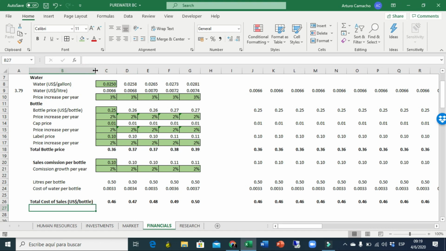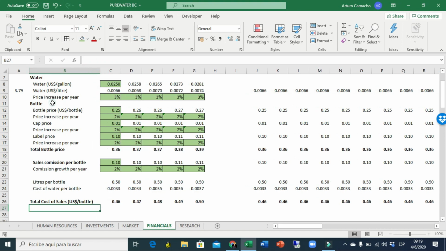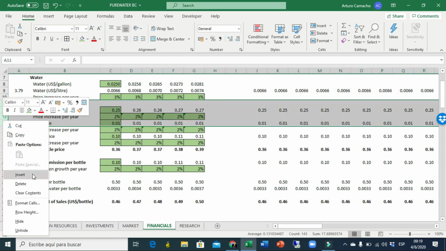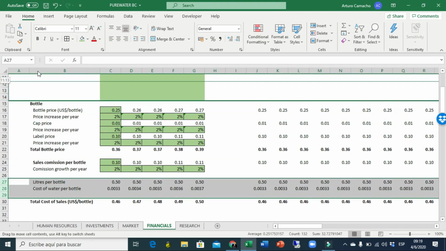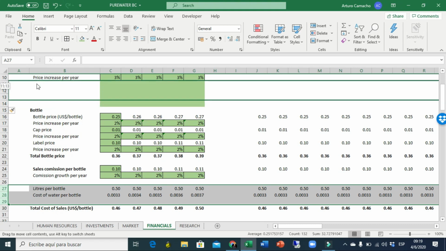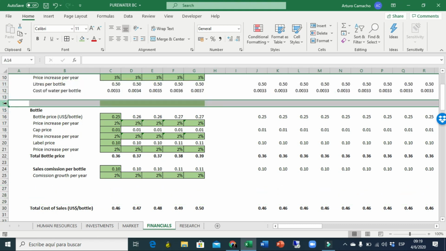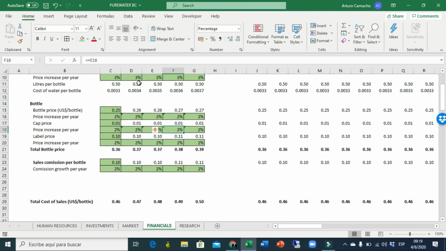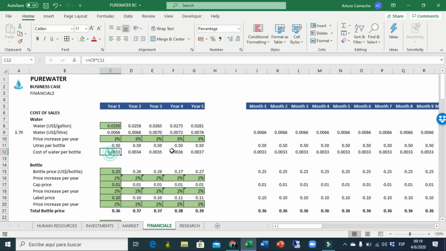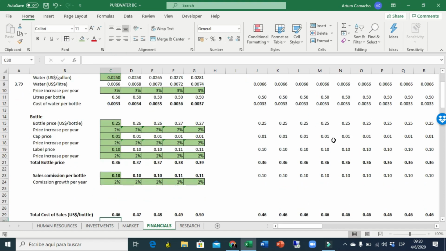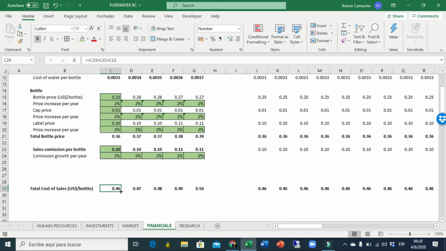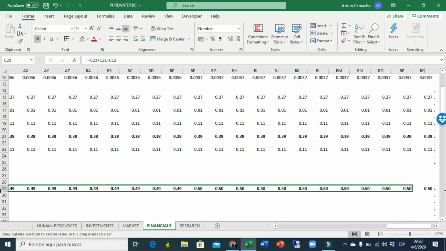One last thing, I would like to have this under the water section, so please let me insert this here and put all this right here. Take this away. So I have the water, the bottle, and the commission. All this needs to add up to here, so I'm missing the last part, which is the water price. Let me copy that to the end.